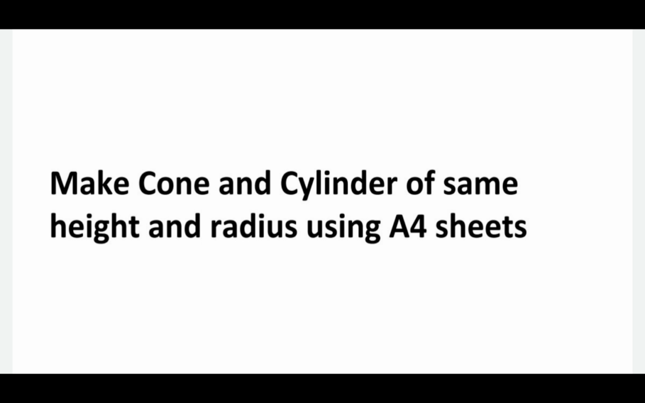Use the scale to measure the height and radius of a cylinder. For the cone, take the other A4 sheet and cut out a semicircle. Roll the semicircle into a cone shape by bringing the cut edges together and taping them. The height of a cone can be measured from the base to the tip using the scale.